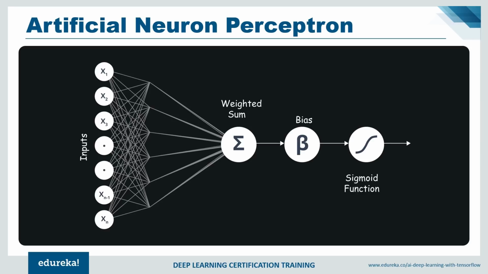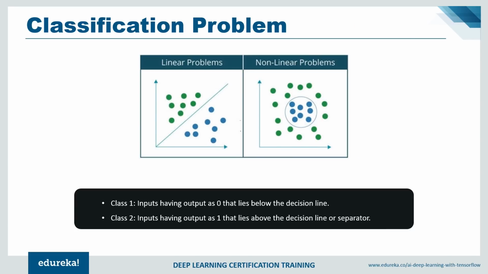Now, as we know that our brain consists of multiple connected neurons called the neural network, we also have a network of artificial neurons called perceptrons to form a deep neural network. Now, one can categorize all kinds of classification problems that can be solved using neural networks into 2 broad categories.